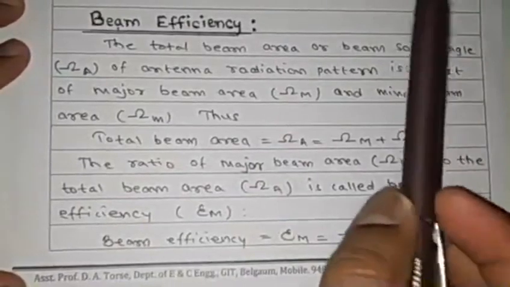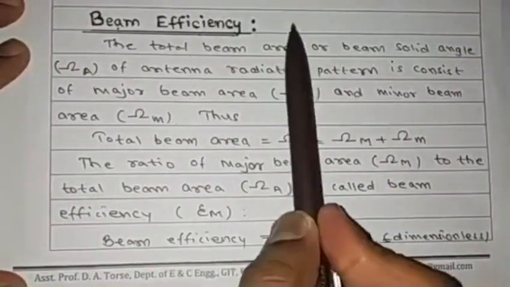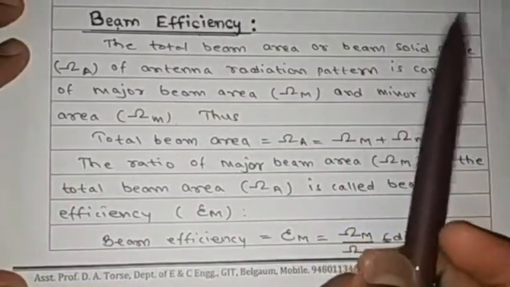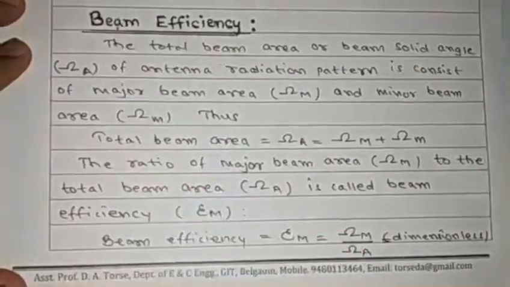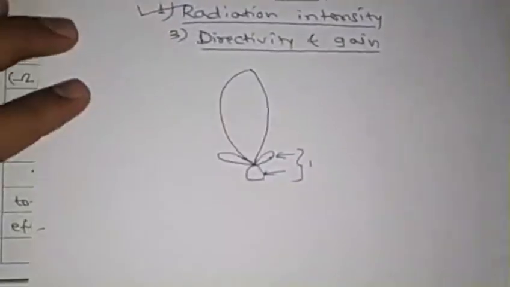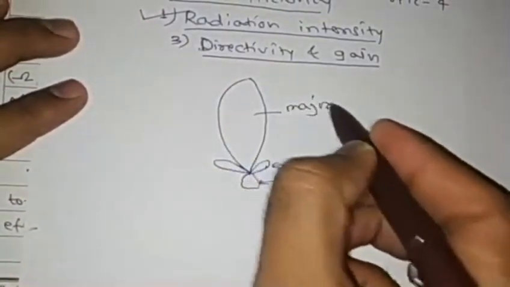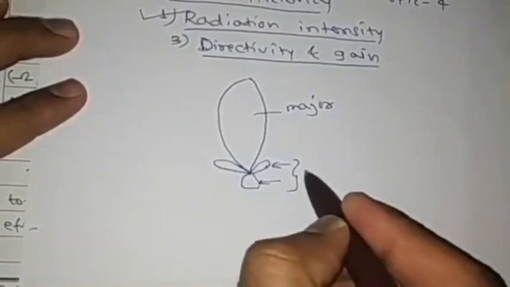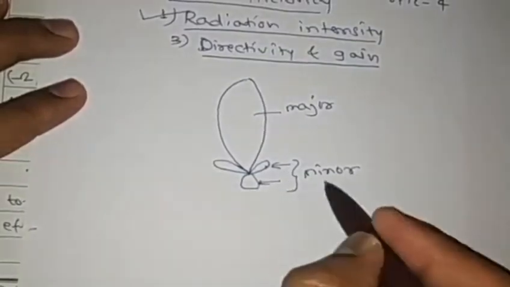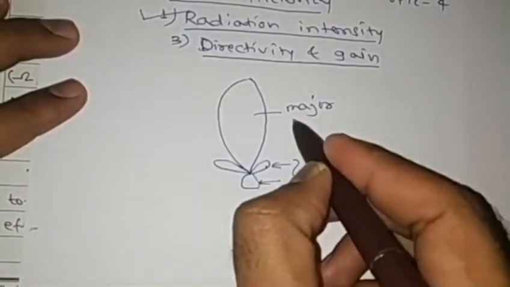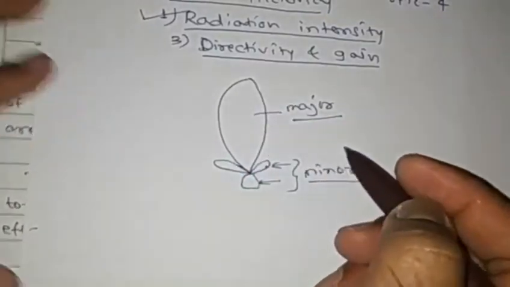The next concept is beam efficiency. Do not confuse it with another parameter known as antenna efficiency. Beam efficiency and antenna efficiency are totally different. In beam efficiency, we define the efficiency of the beam. As you know, in the radiation pattern of an antenna, there are major lobes and minor lobes. Side lobes and back lobes are termed minor lobes, and the major lobe is the lobe in which the intended radiation happens.